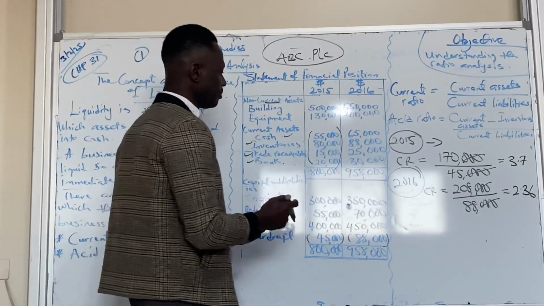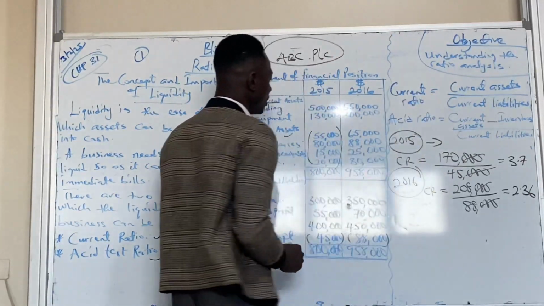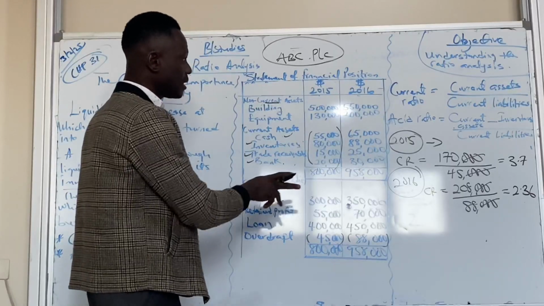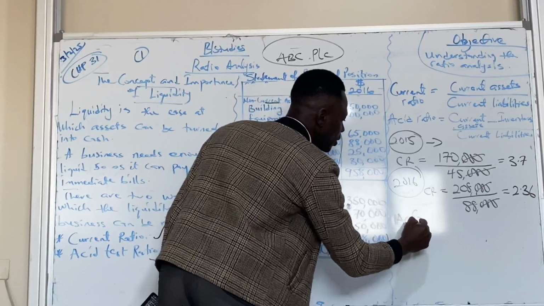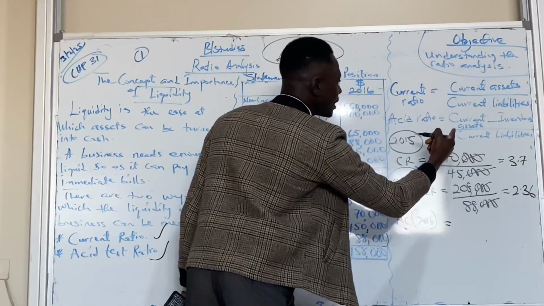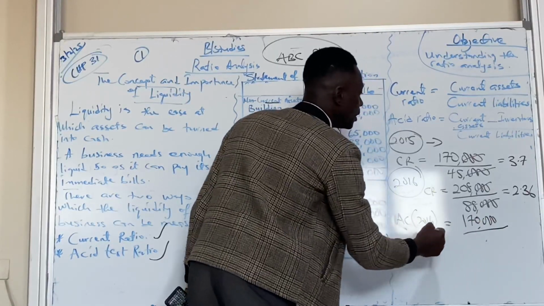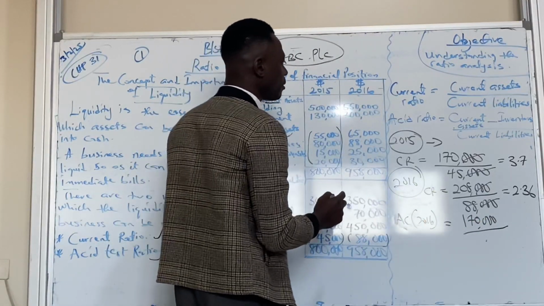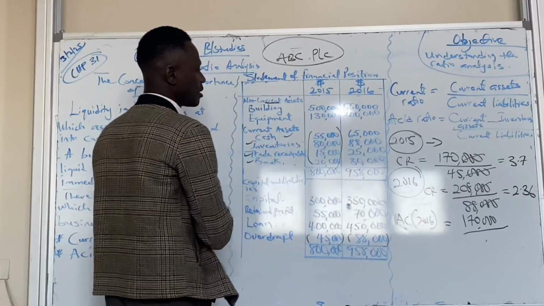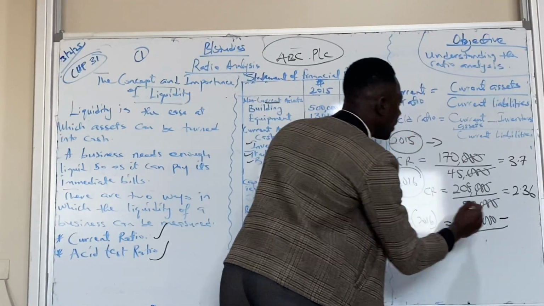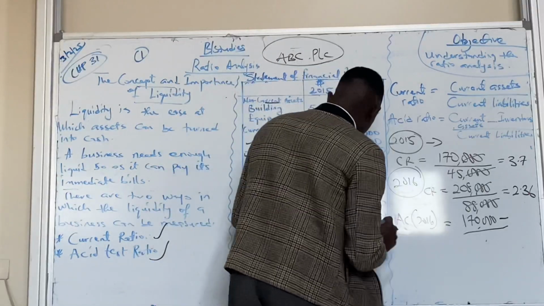For the acid test ratio, the formula is current assets minus inventories divided by current liabilities. So our current assets here are the same as for 2015, 170,000. But we have to take away inventories, 80,000. Minus 80,000. So that's 90,000, right?